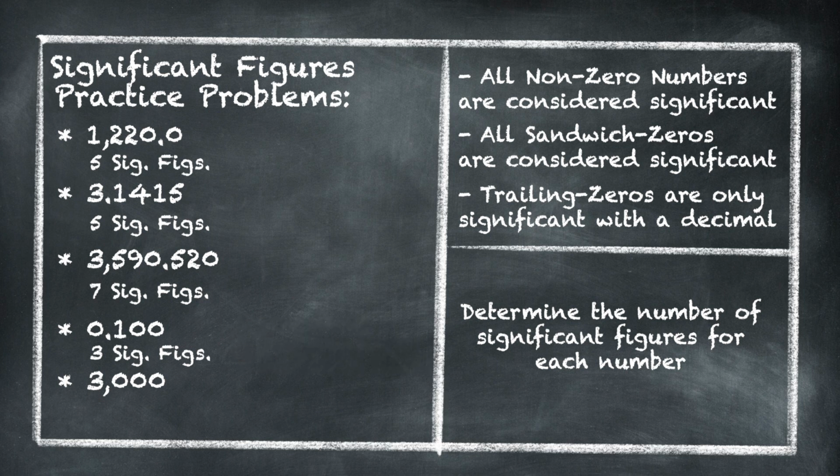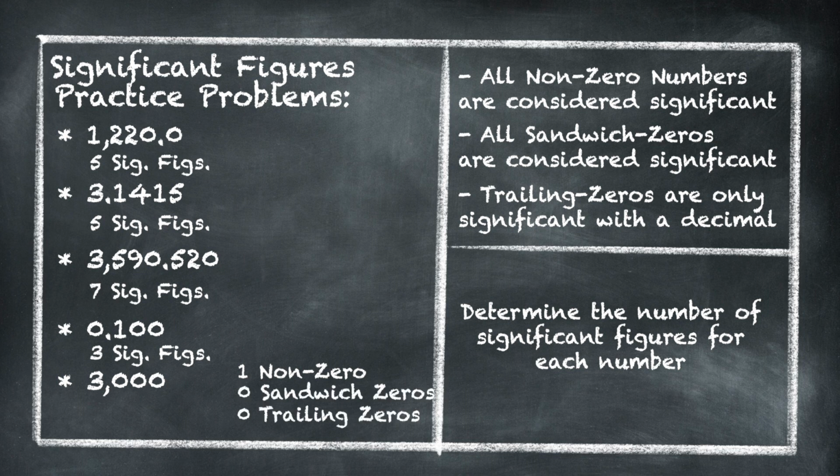Now we're up to our final one, 3,000. The number 3,000 has 1 non-zero number, 3. Does it have any sandwich zeros? No. Do we have a decimal place here? No. So the 3 zeros after the 3 do not count. So this gives us a total of only 1 significant figure in the number 3,000.